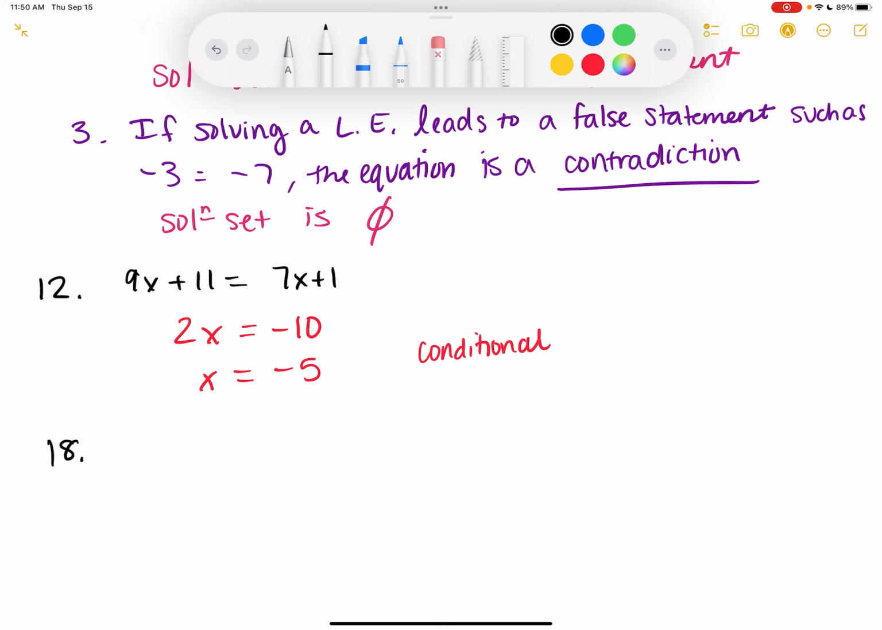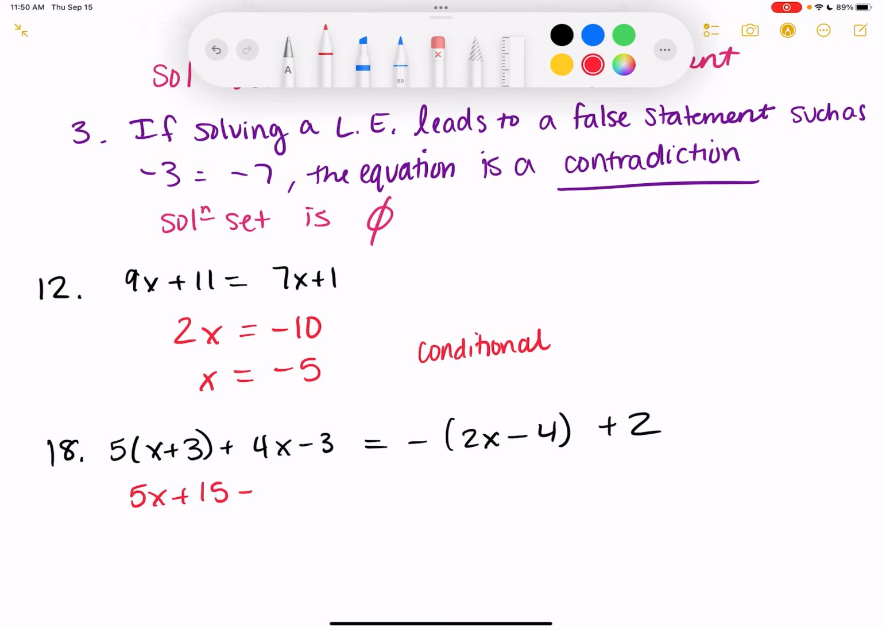18. 5 times x plus 3 plus 4x minus 3 equals negative parentheses 2x minus 4 plus 2. So what should I do first? So 5x plus 15 plus 4x minus 3 equals, and I'm going to go ahead and distribute this negative on the right side too. Negative 2x plus 4 plus 2. Now what?